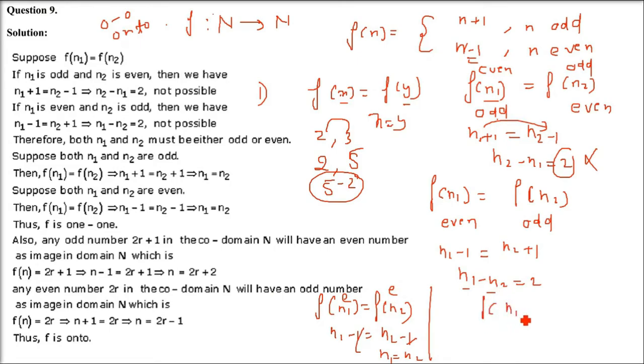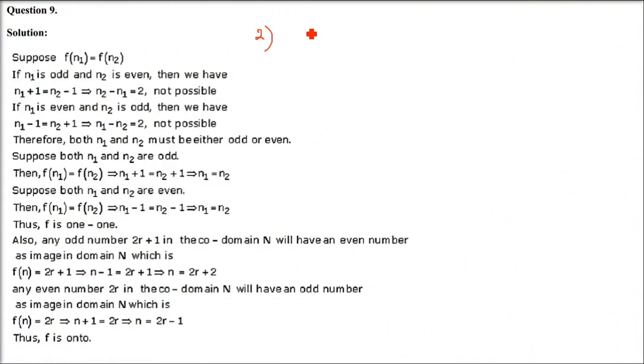Let us check the final condition also. f(n1) equals f(n2), and we are saying n1 is odd and n2 is odd. Both are odd, so now we'll use the first equation. n1 plus 1 equals n2 plus 1. The 1 gets cancelled, n1 equals n2, and this is what we wanted. So the first two conditions fail, but in the two conditions which are possible, it is 1 to 1. Let me clear it now. The first part, 1 to 1, we have already seen.